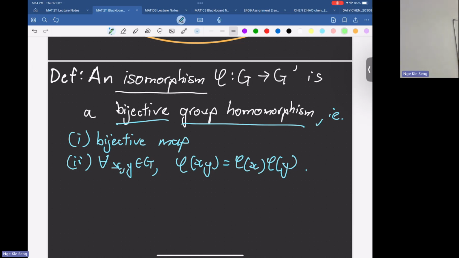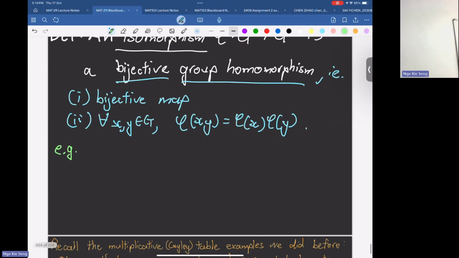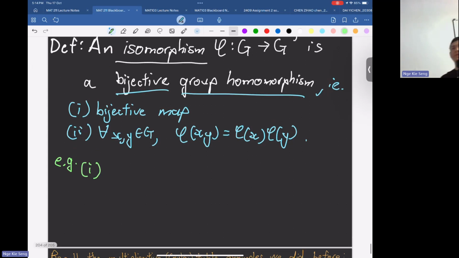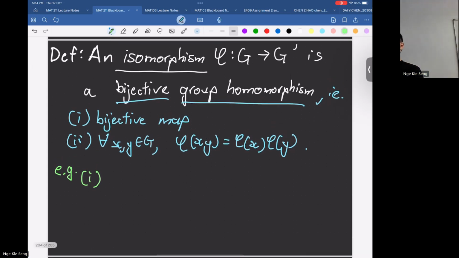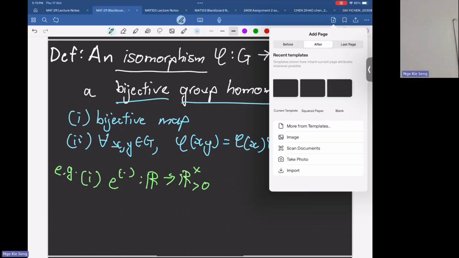So what are examples of isomorphism? Let me give you an example. Later we'll prove that it is an isomorphism. Is an isomorphism a set or a function? It is a function, so you need to define a function. For example, the exponential function from R plus to R cross, but we need to restrict this R cross such that it is greater than 0. So this is the isomorphism.